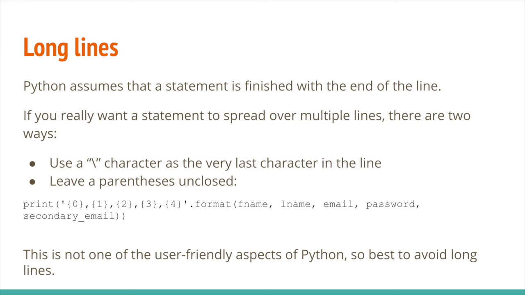Long lines. In general, Python assumes that a statement is finished with the end of the line. If you really want a statement to spread over multiple lines, there are two ways. The first way is to use a backslash character as the very last character in the line. The second way is to leave a parenthesis unclosed and then close it in a following line. So that's the example we followed. That's how this print statement goes across two lines. There is an unclosed parenthesis. In fact, two of them are not closed. And then in the second line, they get closed.